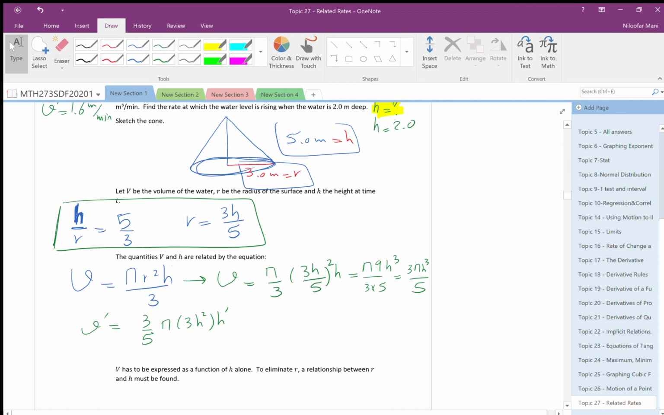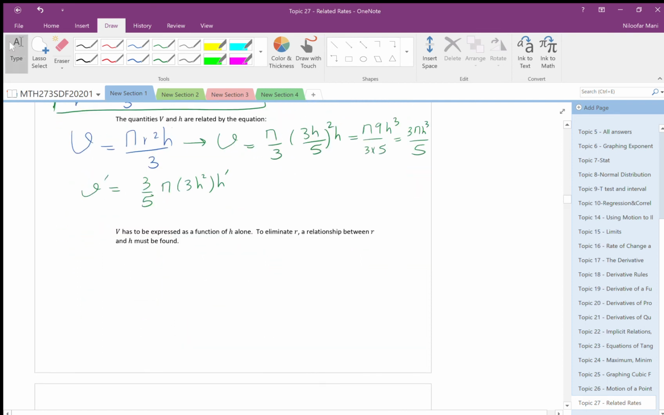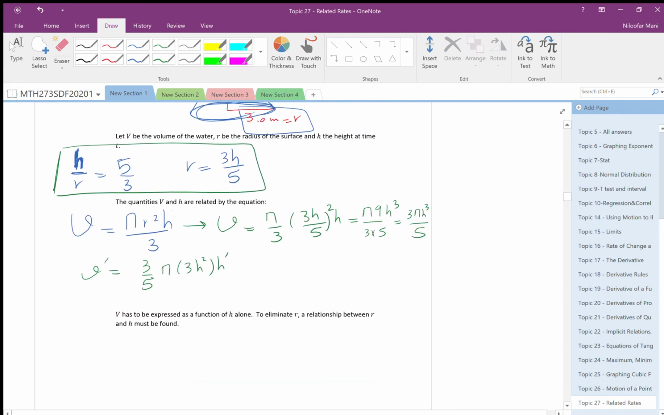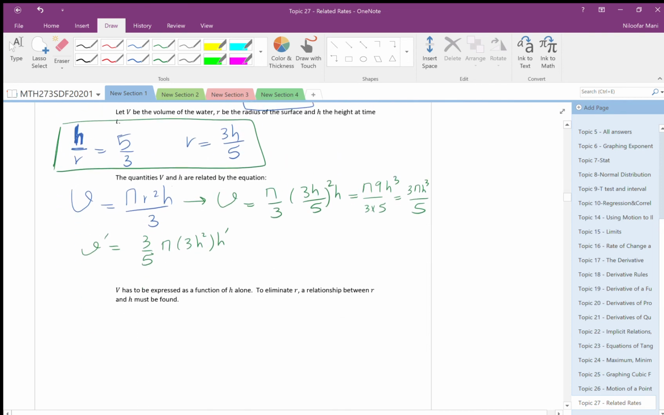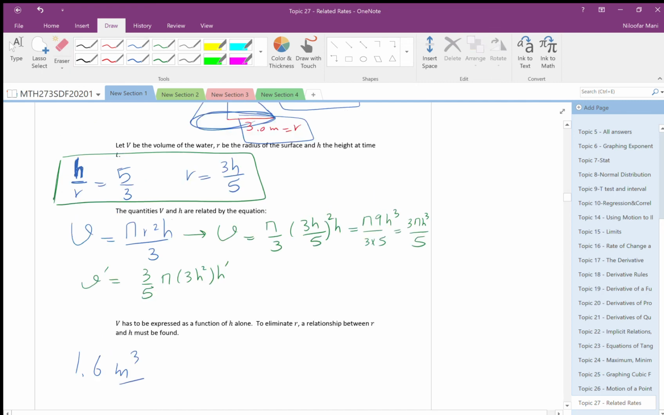So here I can do it step by step. But I think I went fast. Okay, it's because it says V has to be expressed as, yes. Okay, so it's done there. So I can just continue here. So what is V prime? V prime is 1.6. So I put 1.6 there. 1.6 equal. So I can write meter cubed per minute.